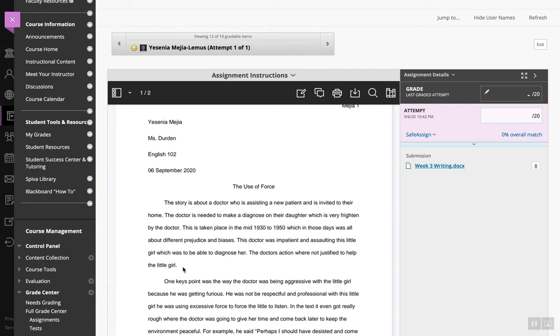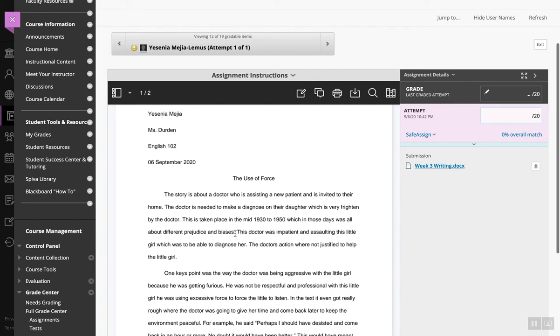Is it because the ends do not justify the means, right? Meaning, is she worse by the end of the story? Will this have a long-term effect, right? So you want to make sure that you get your claim in there as well.